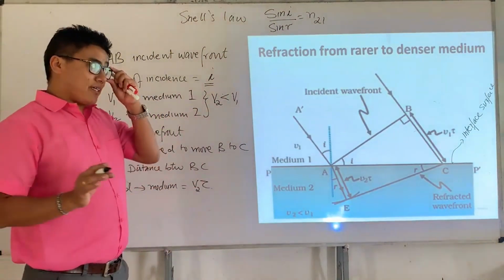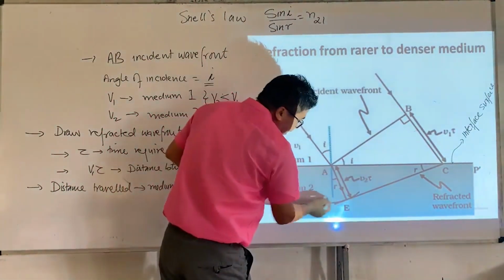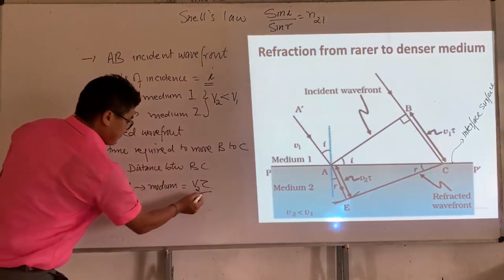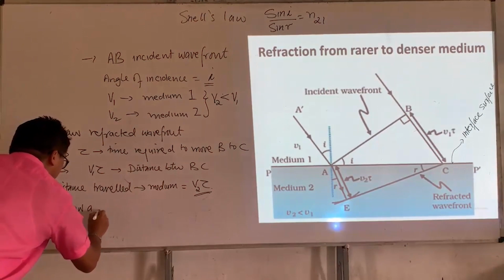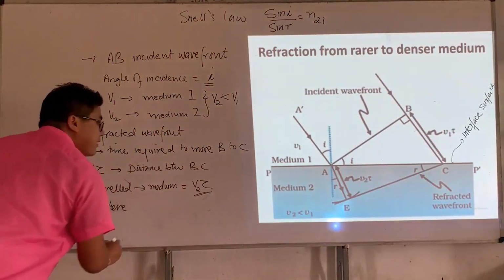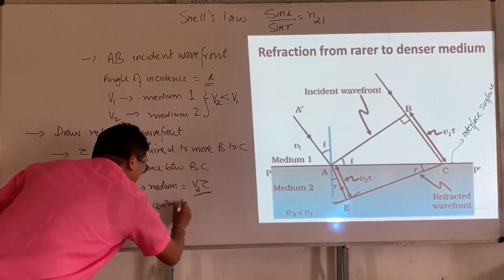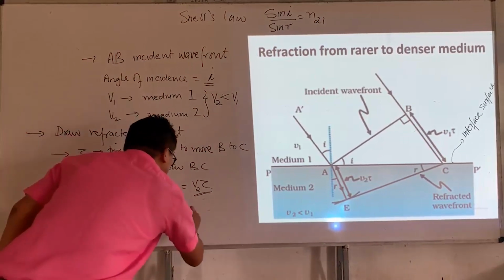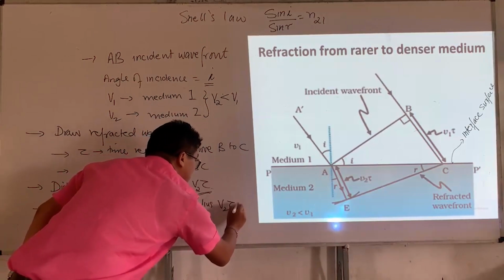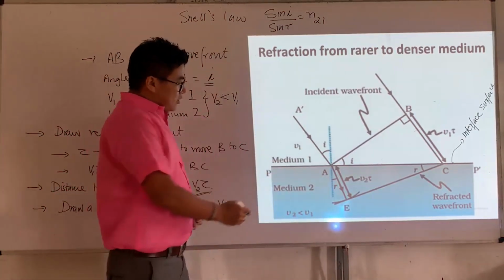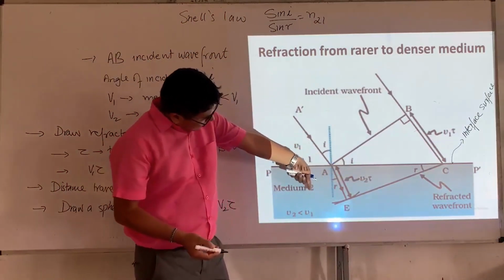So what we would like to do now here is, I draw a sphere. Let us draw a sphere with center, let's say, A, with radius V2 tau. This is the radius V2 tau, right? So I draw a sphere. All right, this is the sphere. I just show you a small surface.